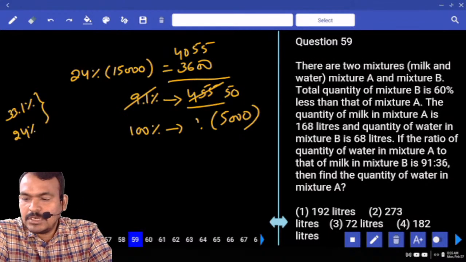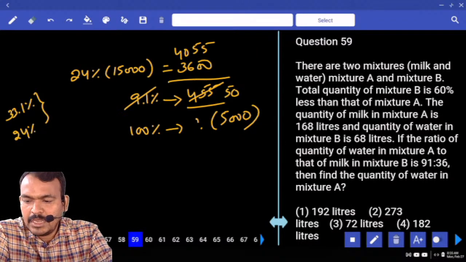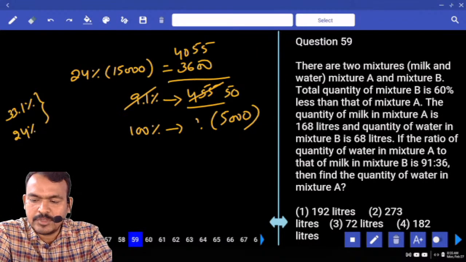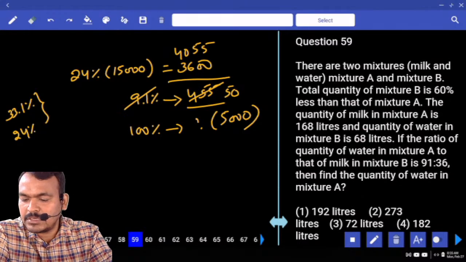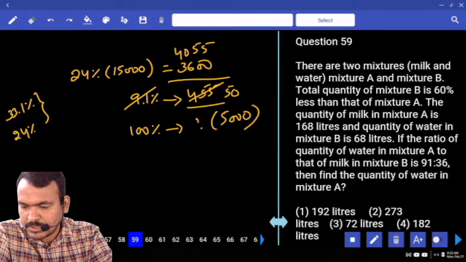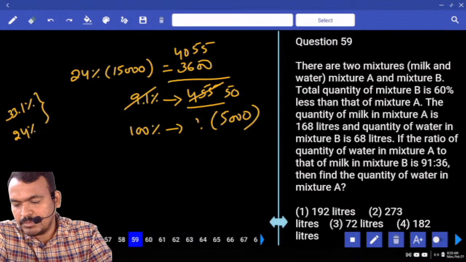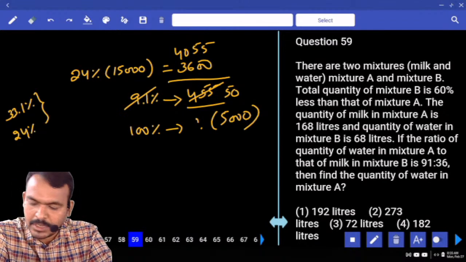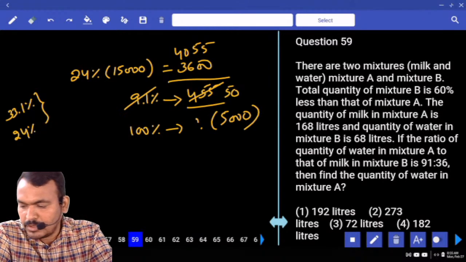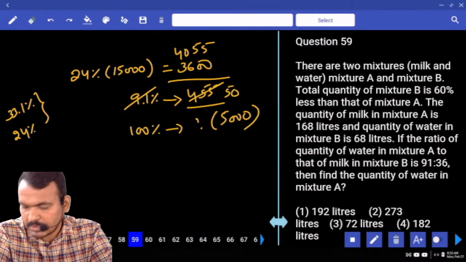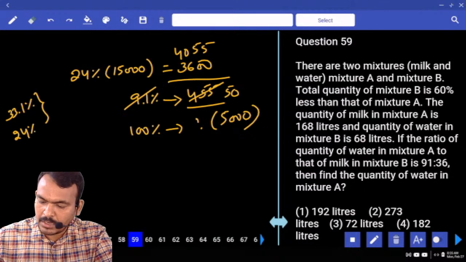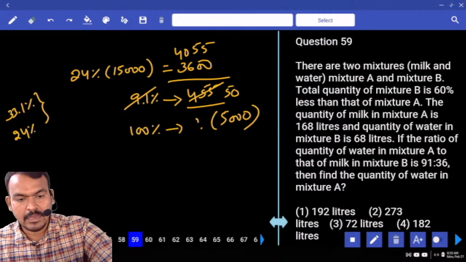There are two mixtures, milk and water, mixture A and mixture B. Total quantity of mixture B is 60% less than that of which one? Mixture A. The quantity of milk in mixture A is 168 liters and quantity of water in mixture B is 68 liters. If the ratio of quantity of water in mixture A to that of milk in mixture B is 91:36, find the quantity of water in mixture A.